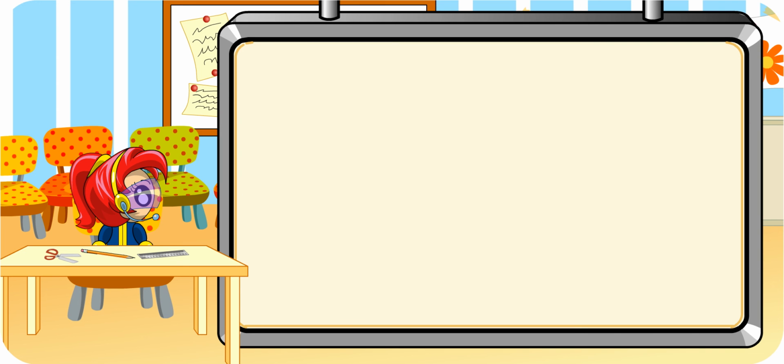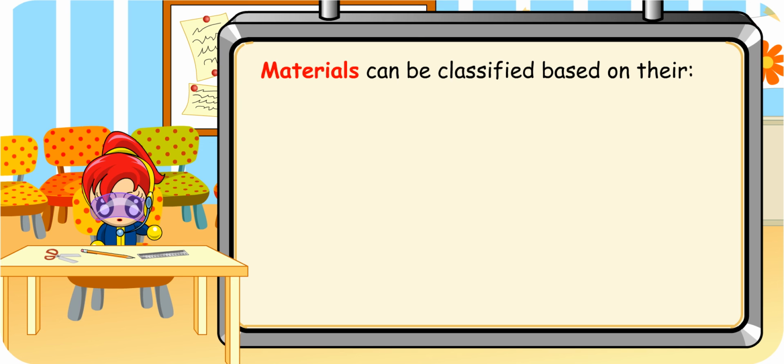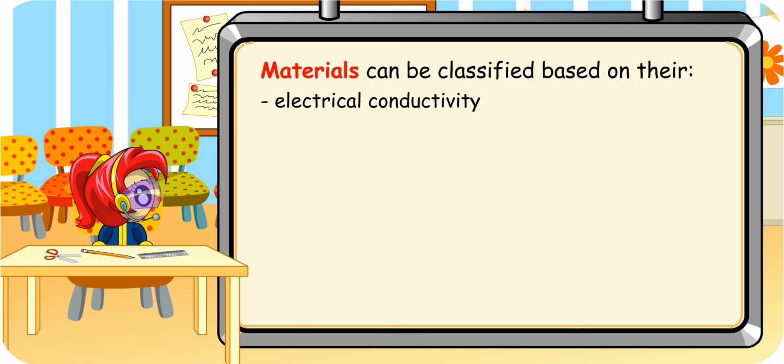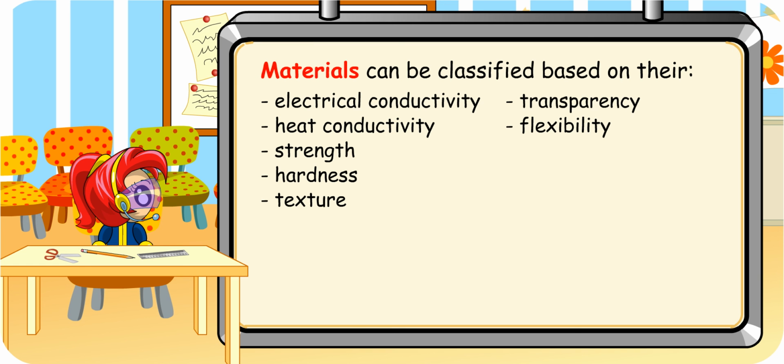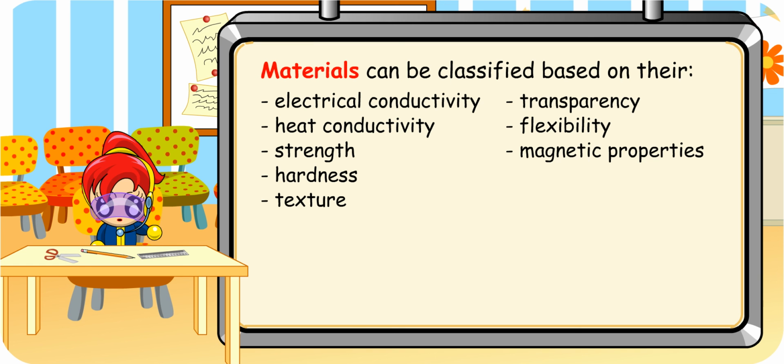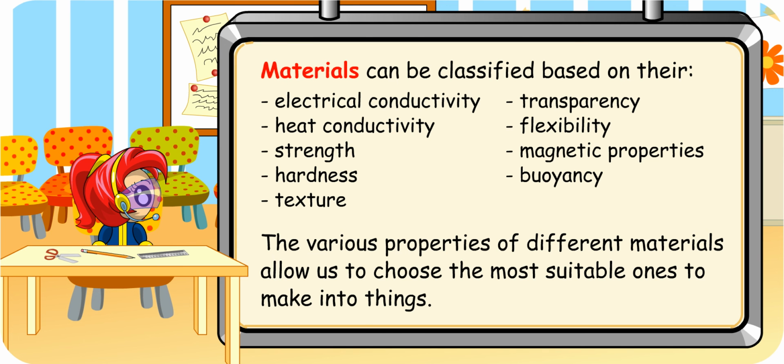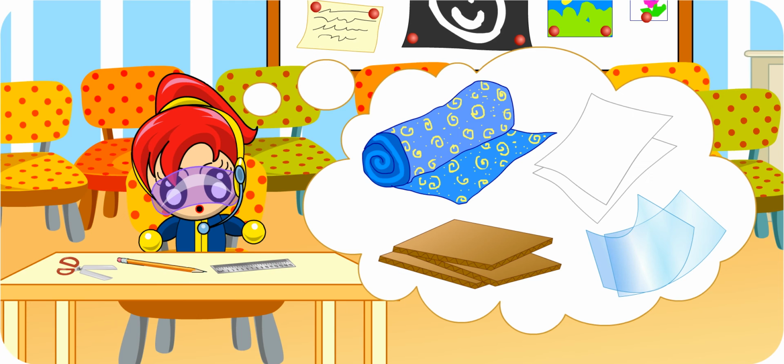Wow, there are so many ways we can classify materials. Can you list out some of them? Materials can be classified based on their electrical conductivity, heat conductivity, strength, hardness, texture, transparency, flexibility, magnetic properties, as well as their buoyancy. Good memory! Not to forget that by knowing the properties of various materials, we are able to choose the most suitable materials to make into things. I will remember that, teacher. Now I have to consider which material to use for my pencil holder.